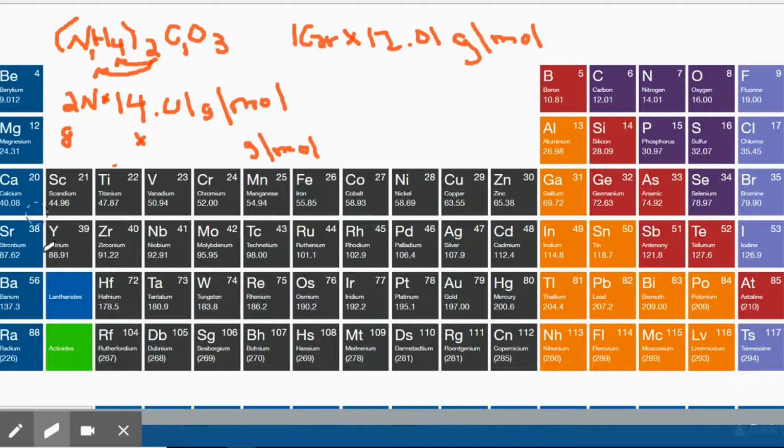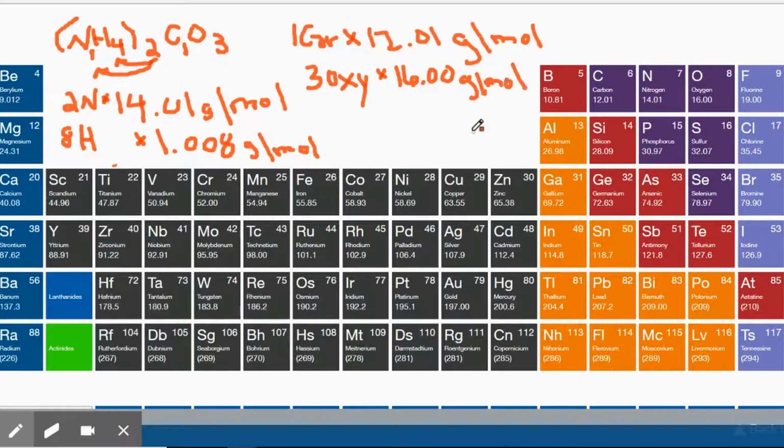So there are 8 hydrogens, and the molar mass of hydrogen is 1.008. And there are 3 oxygens, and oxygen, as I mentioned, has a molar mass of 16 grams per mole. So now I'm going to go to my scientific calculator, and I am going to add up all of these numbers.